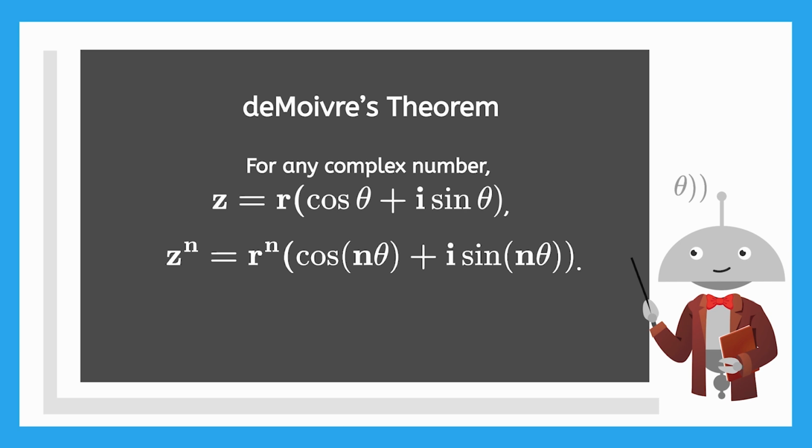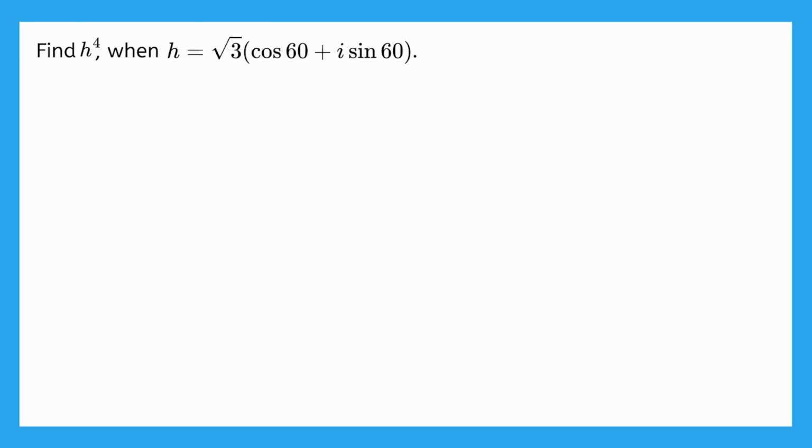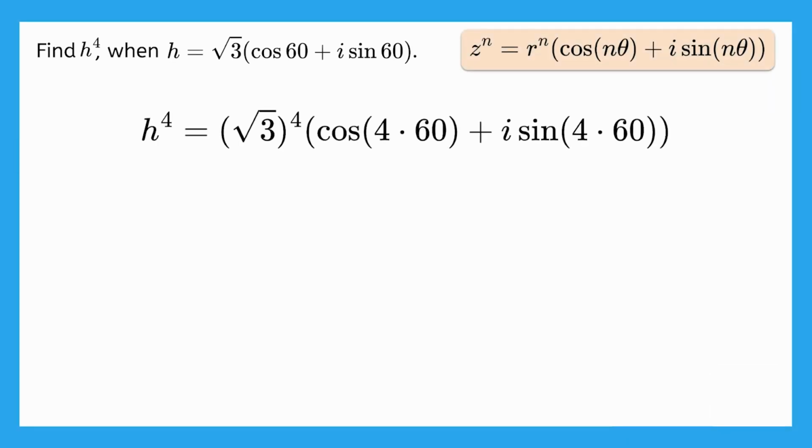Let's try an example. Find h to the fourth power when h equals the square root of 3 times cosine 60 plus i sine 60. Pause the video and try this now. Review your work with me.